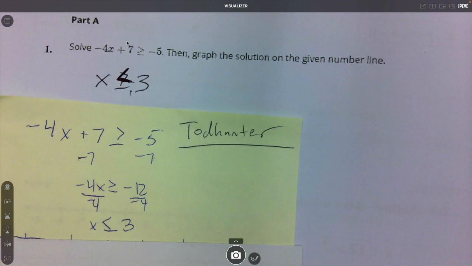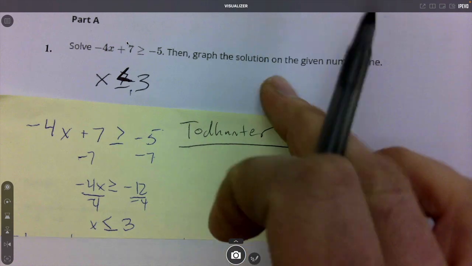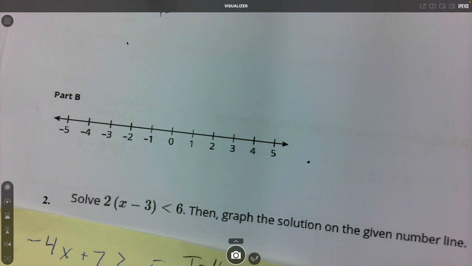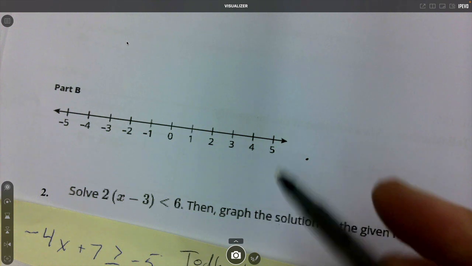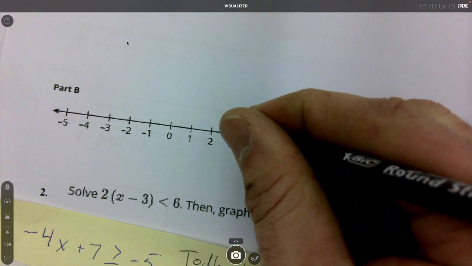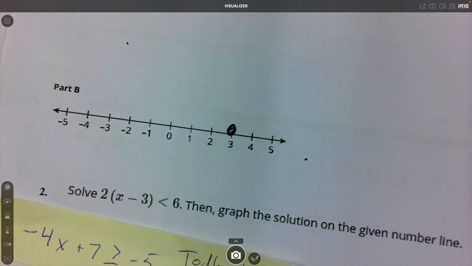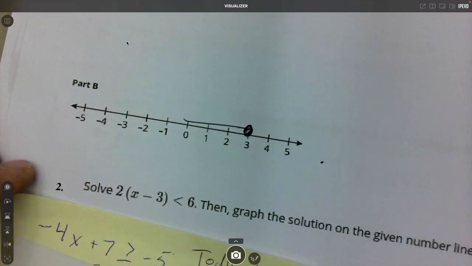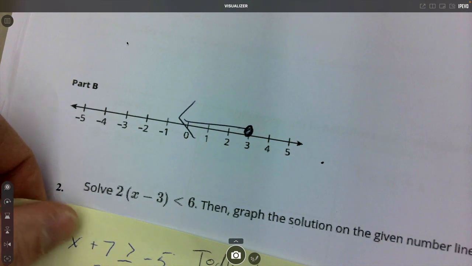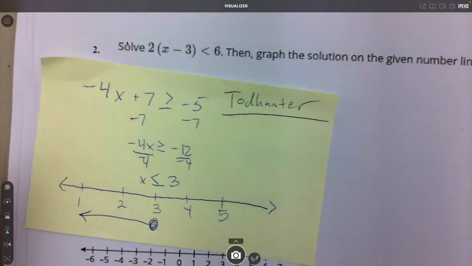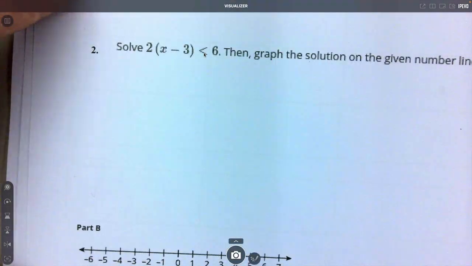How would I graph this one, Logan? So you would make a dot on the 3 and then fill it in because it has a line under it. Great. And then you would go left because it's less than or equal to. Great. Let's check with Ms. Todd Hunter's graph. We have a dot at 3 going to the left. Give 1 for each. Cameron, adults and students got 1 point.